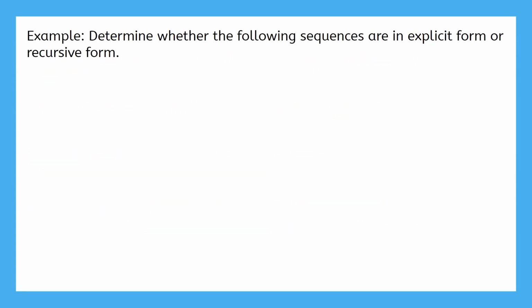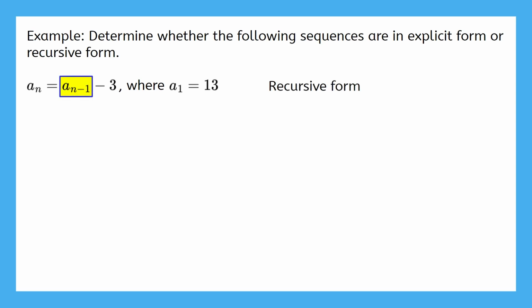Let's do an example of distinguishing between these forms. Determine whether the following sequences are in explicit form or recursive form. For each example, make sure to pause if needed and see if you can determine which form it is. This one is in recursive form. This is because it has a previous term in the formula as well as a starting term. Let's do another. Remember to give it a try, pausing the video if you need.